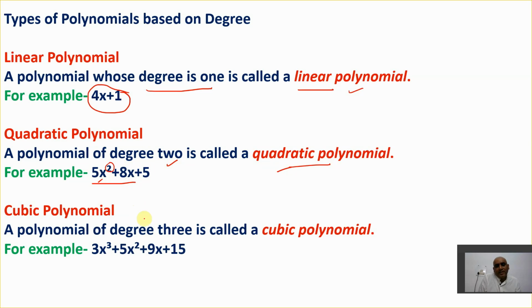In the same context, if the highest degree is 3, that is called a cubic polynomial. The last example: 3x cubed plus 5x squared plus 9x plus 15. You can see the highest power here is 3, so that's why it is called a cubic polynomial. I hope you get this point.